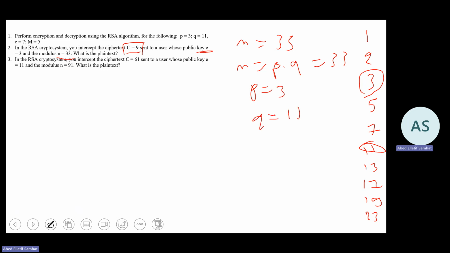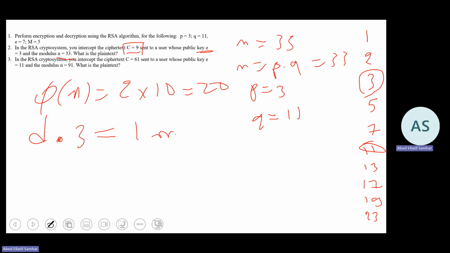So in this case, we can deduce the phi function, which is p minus 1 times q minus 1, 2 times 10, equal to 20. In this case, because we know the public key is equal to 3, we should find d times 3 will be equal to 1 modulo 20. We already did it in exercise 1.